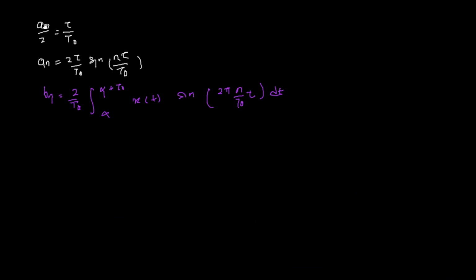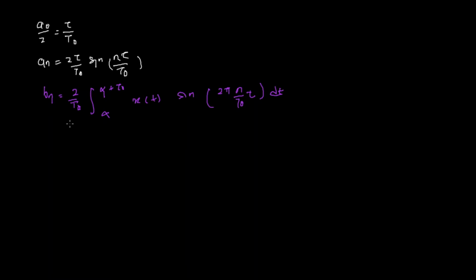So here I have written the solution that we have obtained in the previous video: tau over t0, and for an this is what we have, 2 tau over t0 sine n tau over t0. And from the previous video we know that bn is equal to 2 over t0 times the integration, which has to be done over a selected period of time, of the signal multiplied with the sine. Next, we're going to substitute the values in it.